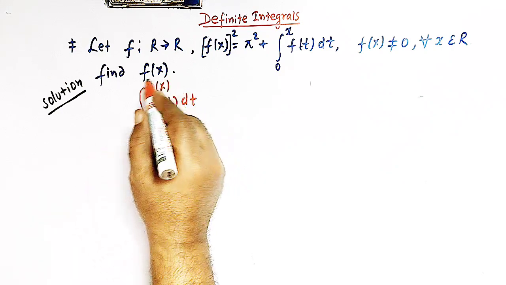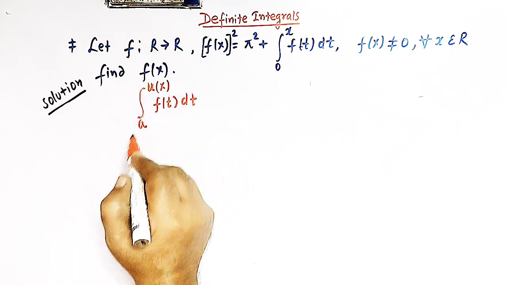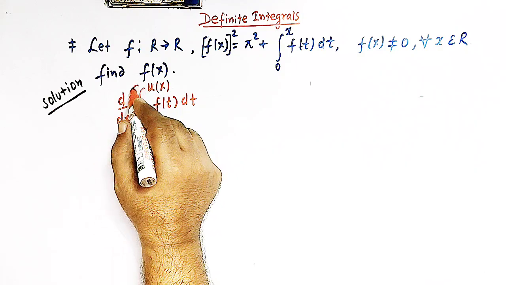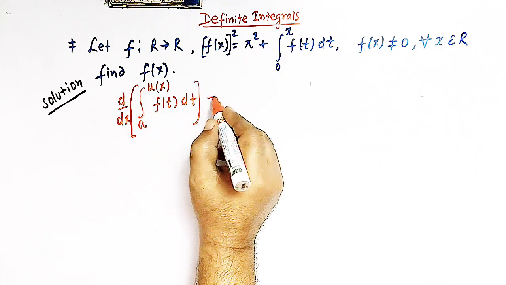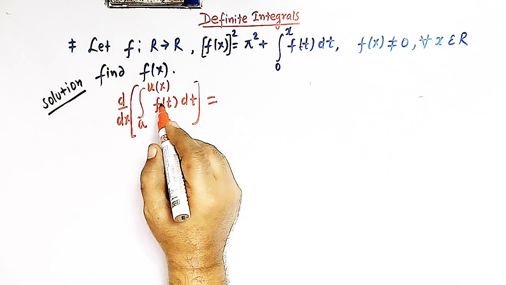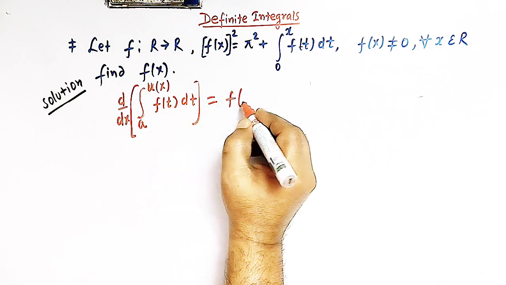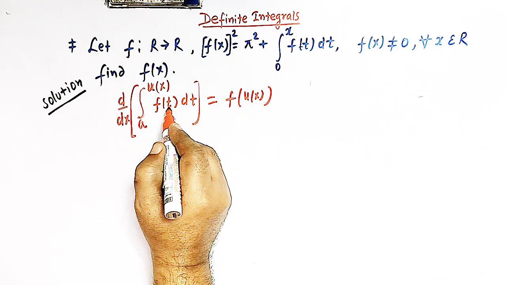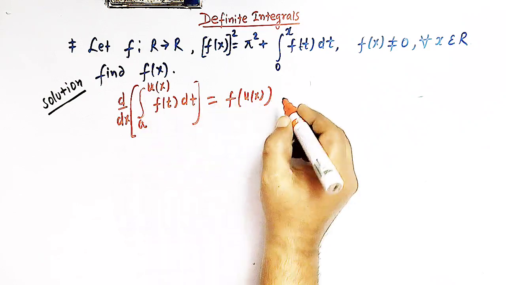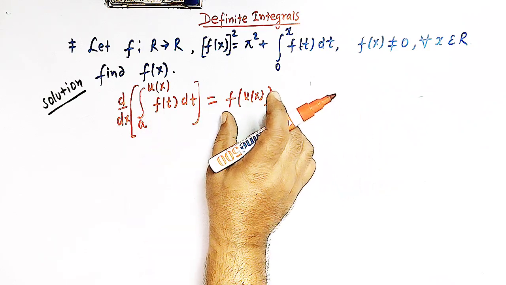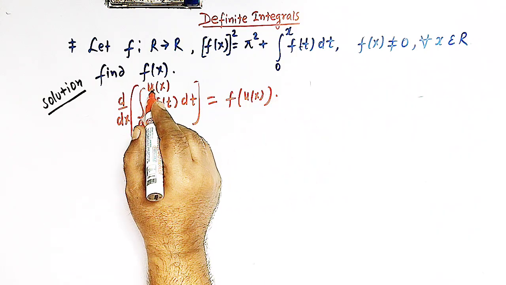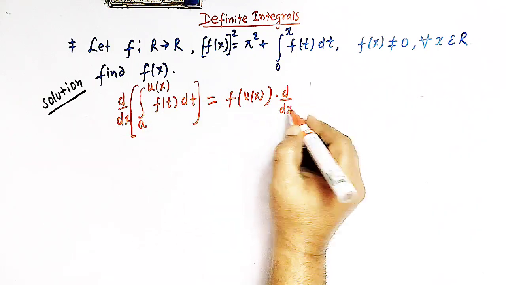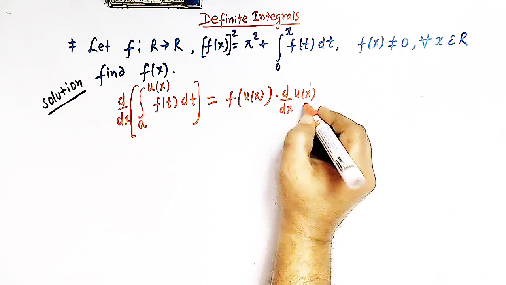So if we wish to differentiate this integral with respect to x, then Leibniz rule says that we have here f of u of x. So first we'll replace this t by u of x, and then we multiply this term with the derivative of u of x. That is, we'll write d by dx of u of x, right?